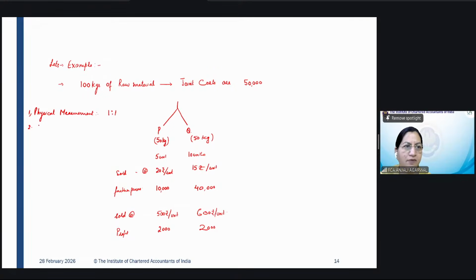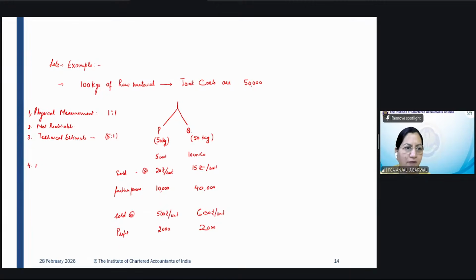Second method, if I use net realizable value, I'll do that calculation in a while. Let's talk about other simple methods first, which are directly available. Technical estimate means some expert will figure out in what ratio it is to be divided. So if he says 5:1, we will follow 5:1. So technical estimate comes out to be, let's say, 5:1. You will never have to calculate this in your exam because that's not your job.